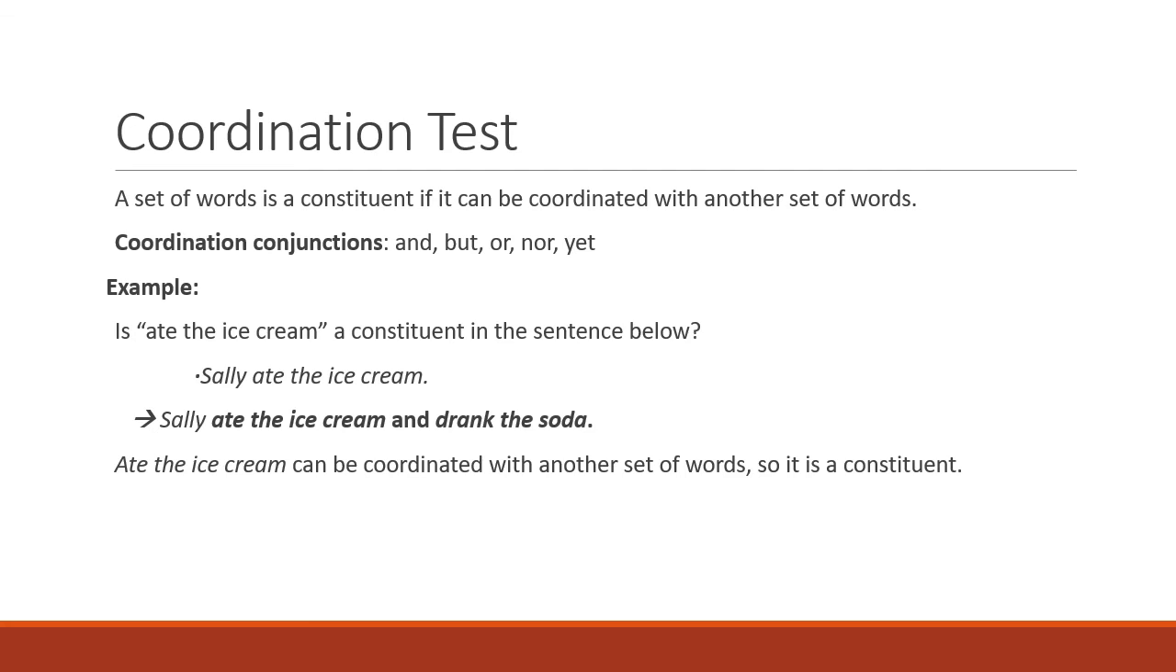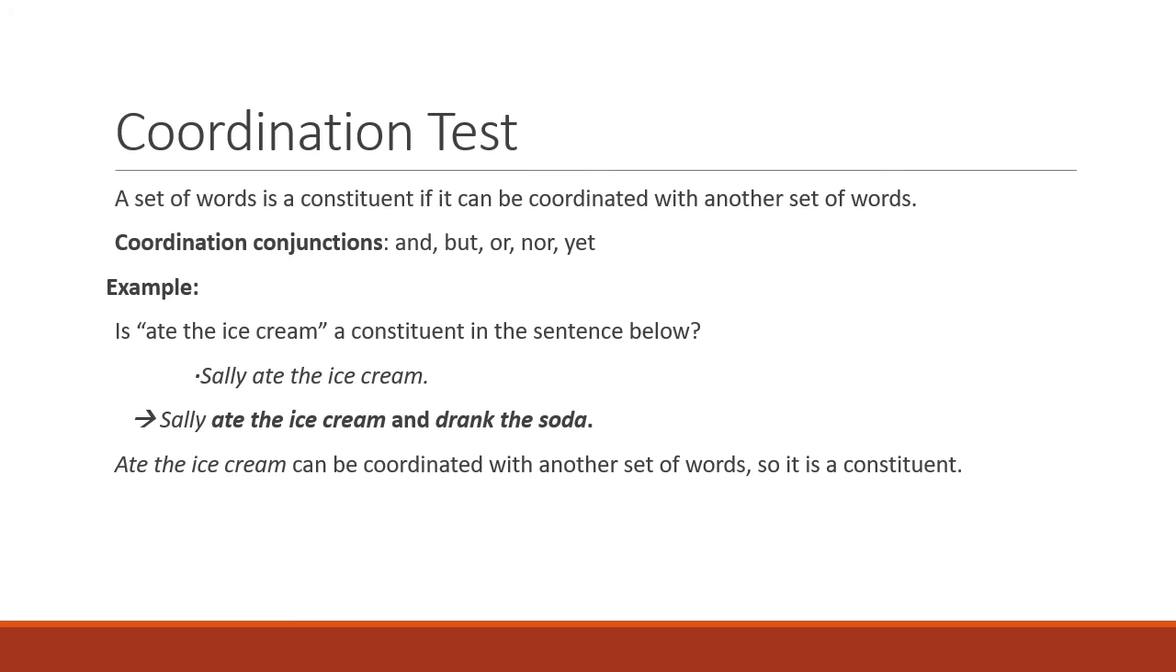The next one is the coordination test. So a set of words is a constituent if it can be coordinated with another set of words. So that means to put them together. So "and," "but," "or," "nor," "yet" are the conjunction words that do that. Here's the example. "Ate the ice cream." Is that a constituent in the sentence below? "Sally ate the ice cream." Yes, because you can do "Sally ate the ice cream and drank the soda," right? "Ate the ice cream" can be coordinated with another set of words, so it is a constituent.